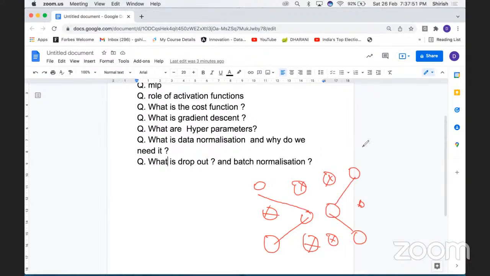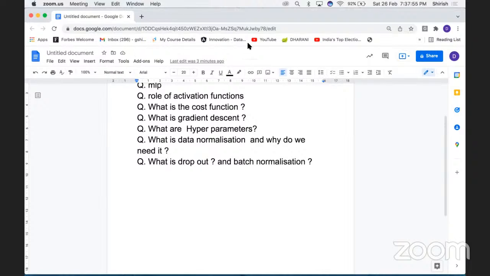But what is batch normalization then? To reduce the overfitting problem, dropout is required for us. But what is batch normalization? Why is batch normalization important? What is that actually? This is where it is helping with overfitting.